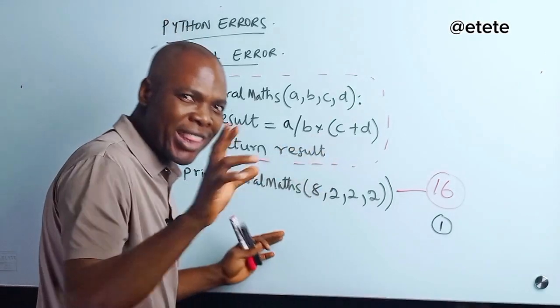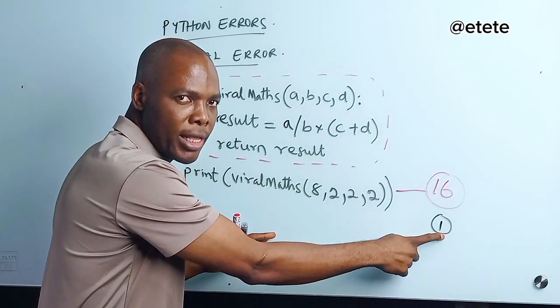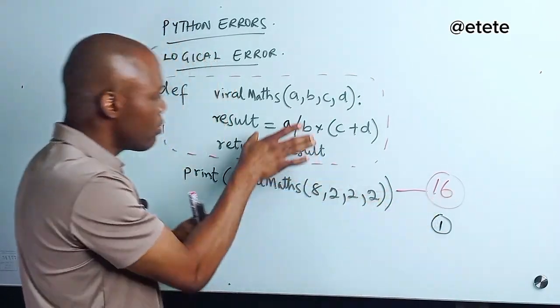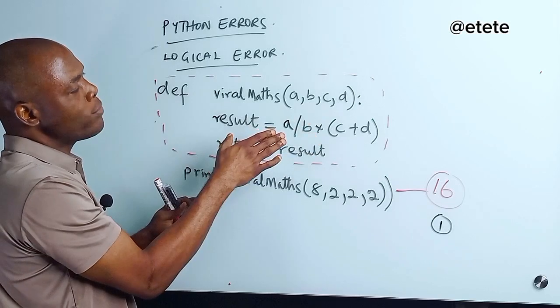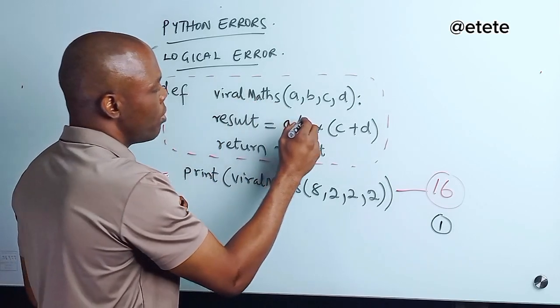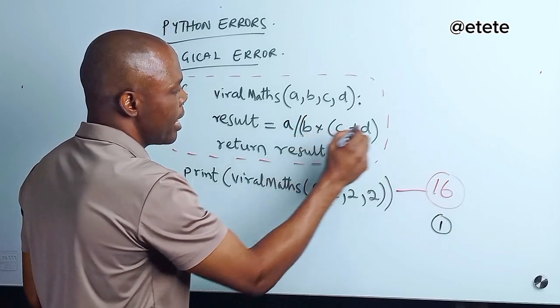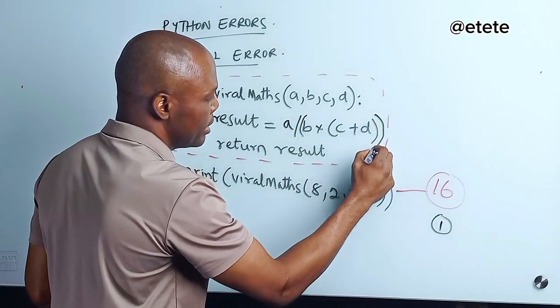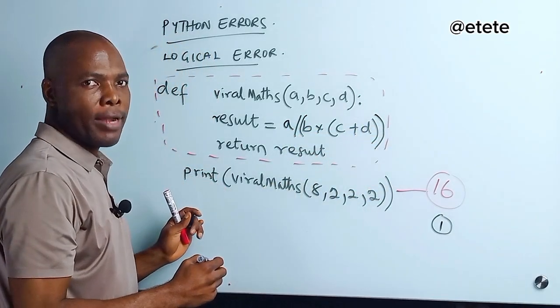Now, if what I intend to achieve is 1 and not 16, what will I do to my code? I will have to come back to this code and look at it and say, okay, what if I put this here and then I put this here, right?